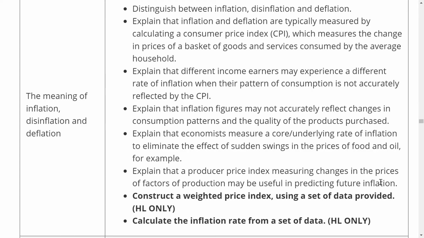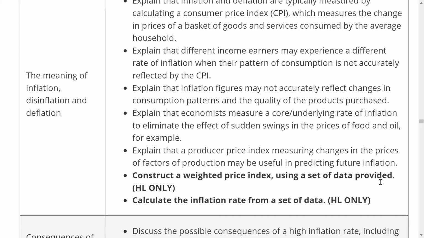Okay. The meaning of inflation, disinflation, and deflation. So inflation is basically when prices of goods increase because of a variety of factors. When prices of goods increase and the purchasing power of money decreases, that's what we call inflation. Disinflation is when the rate of inflation decreases. For example, last year we may have had an inflation rate of 4%, and if this year we have an inflation rate of 2%, then that's what we call disinflation, because the inflation rate decreases.